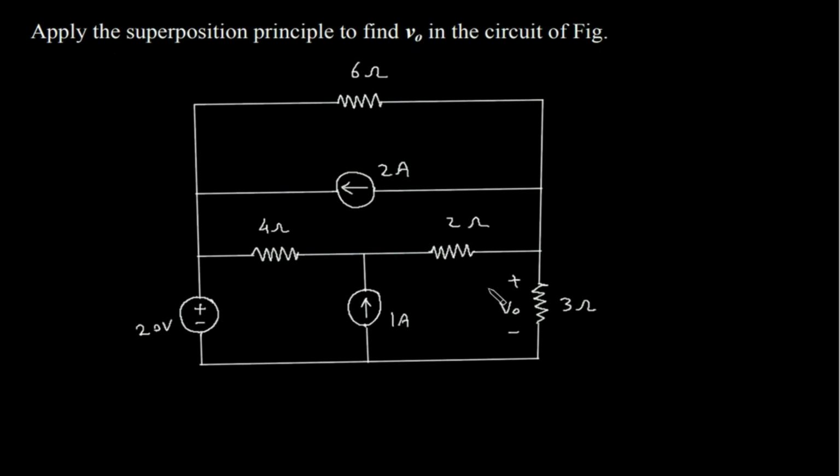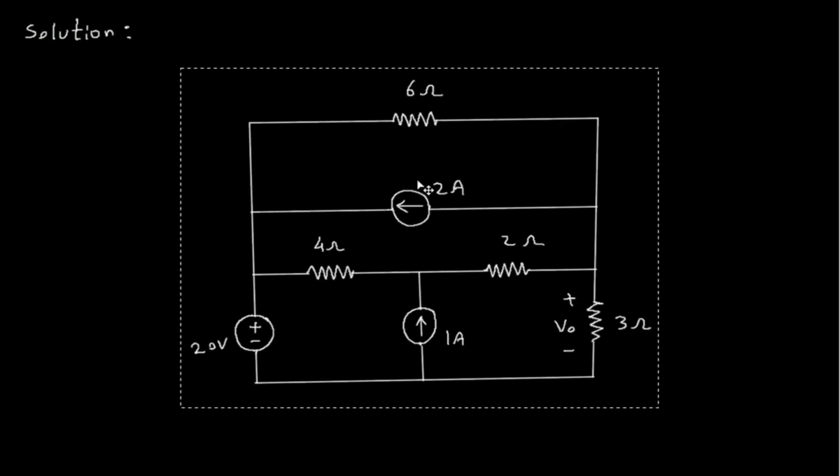We have to find this VO in this circuit using superposition principle. As we can see that there are 1, 2 and 3 independent sources. So, solution. First of all, we will redraw the circuit.